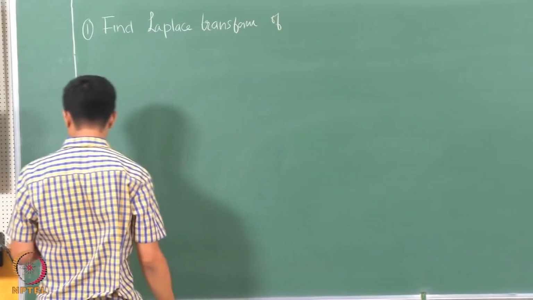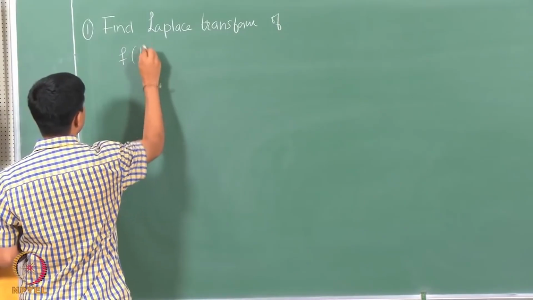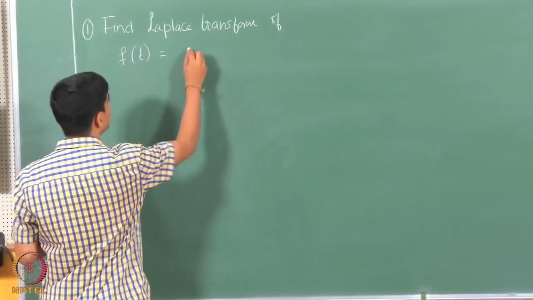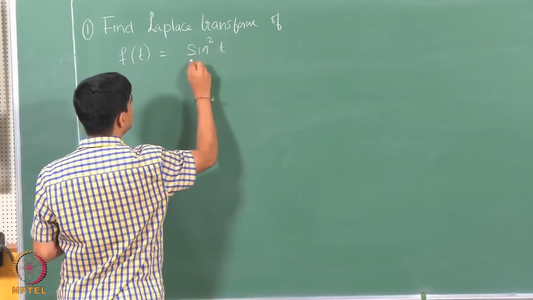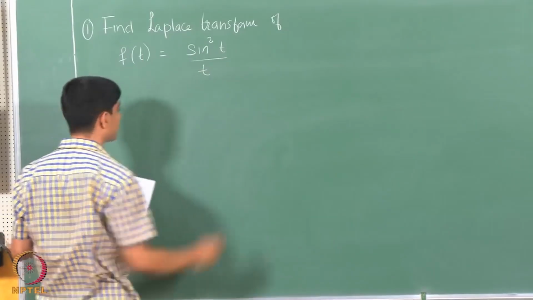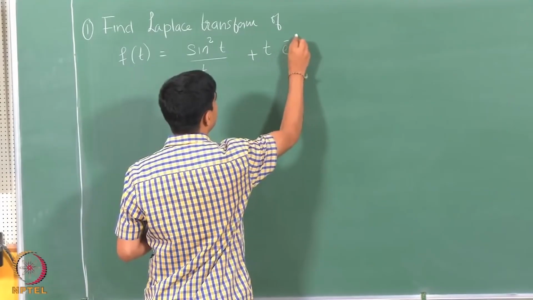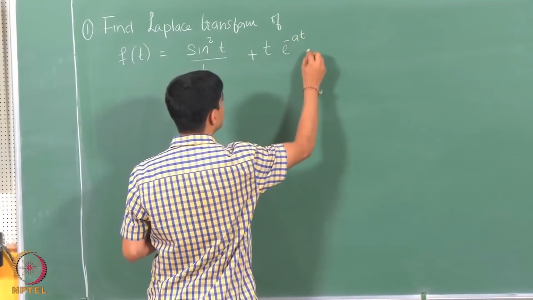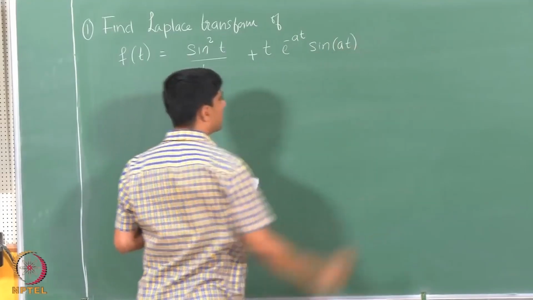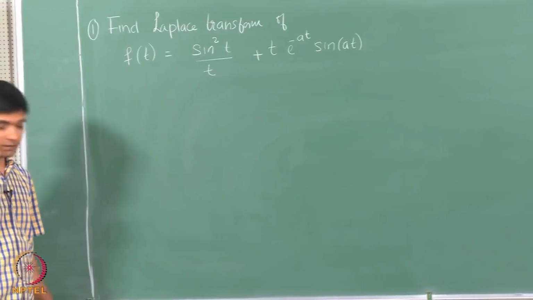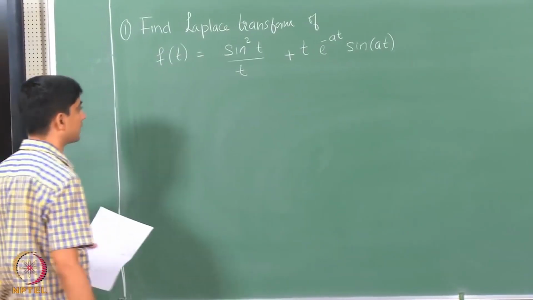of a signal which looks like this, say in time domain is sine square t over t plus t e power minus at sine of at, and during the computation of this we will use lots of properties of Laplace transforms which we learned earlier, right.